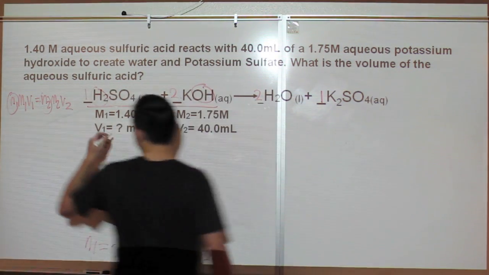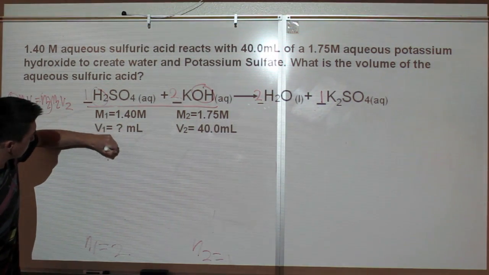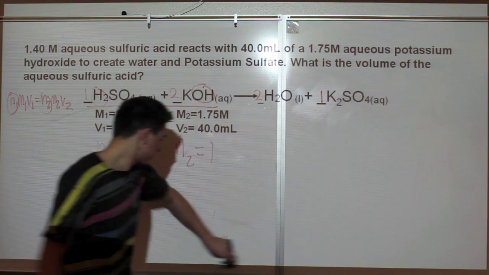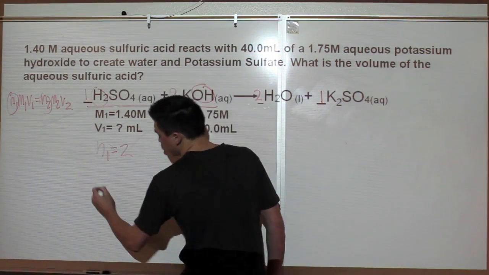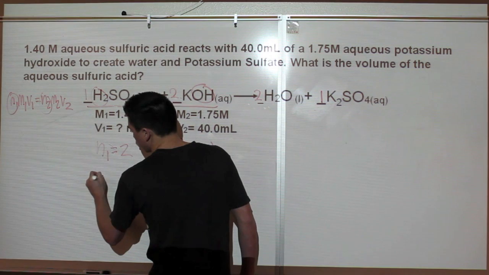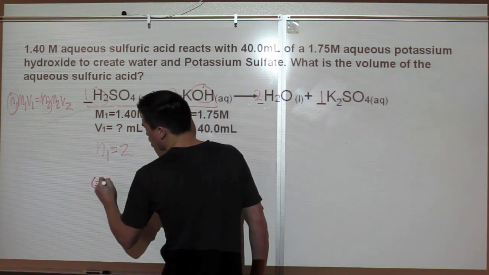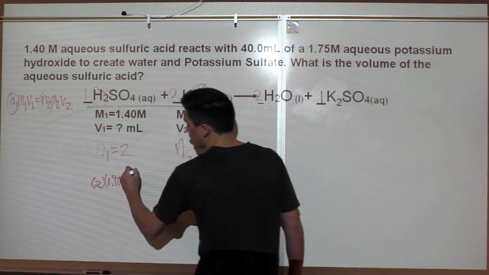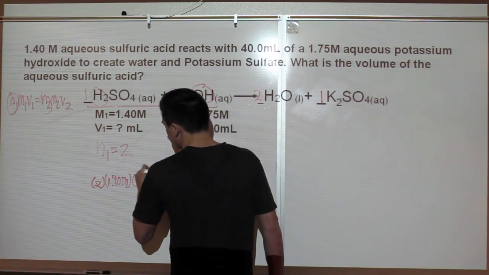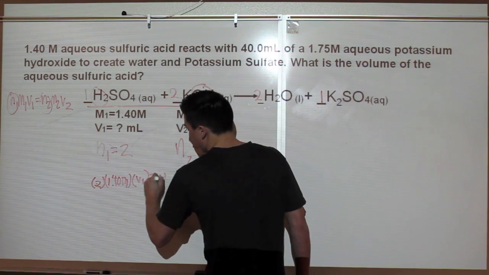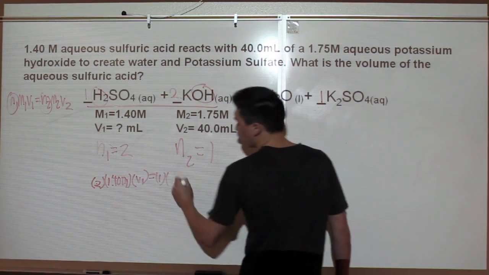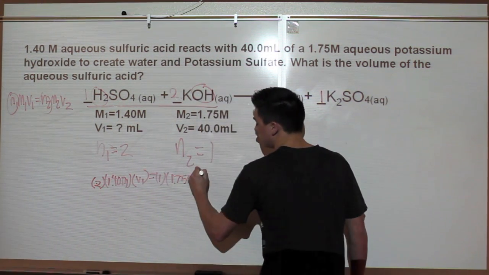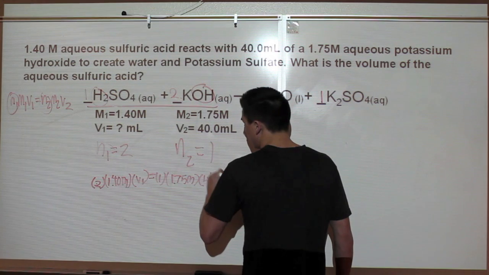Let's just move these up here. Alright? So, N1 is 2. M1, 1.40 molarity. V1 is unknown. N2, 1. M2, 1.75 molarity. And V2, 40.0 milliliters.